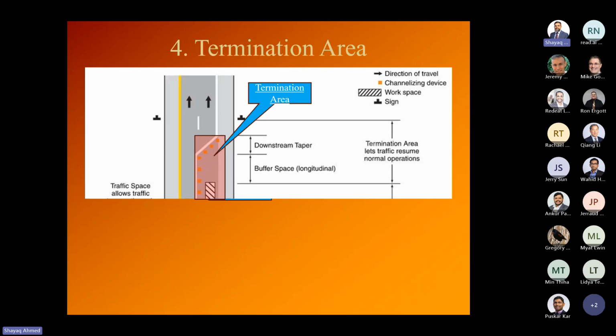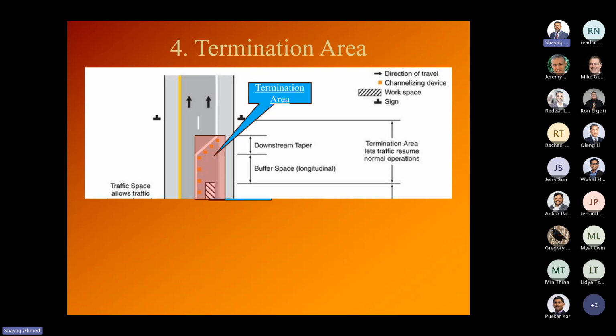I have seen some other designers using a total of 100 feet termination taper, no matter how many lanes they close, but my usual practice is 1 lane. If you are closing 1 lane, provide a 100 feet termination taper. And also the sign, the end roadwork sign.